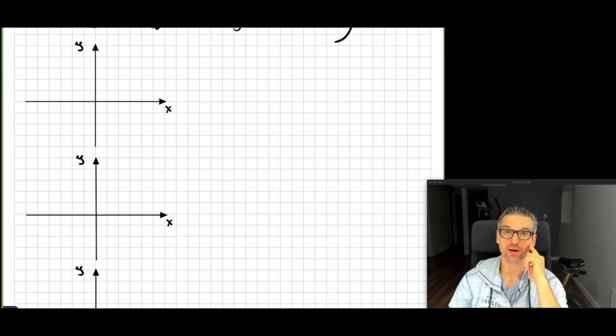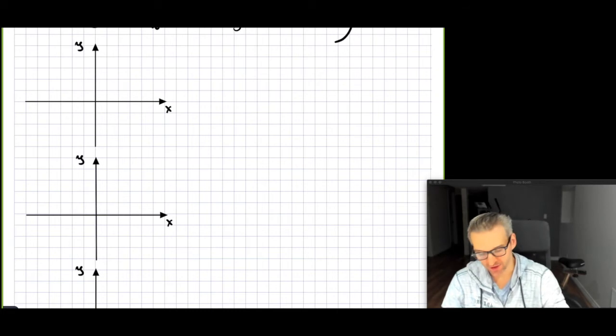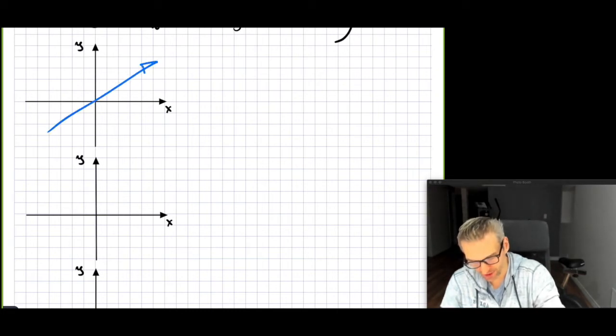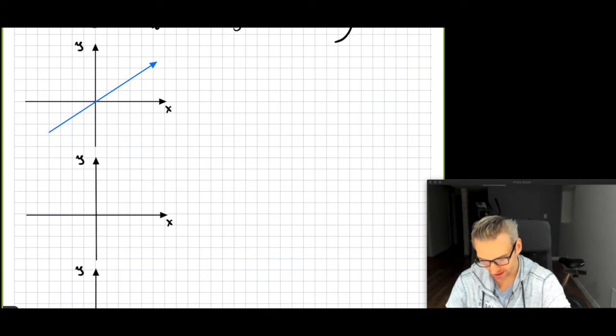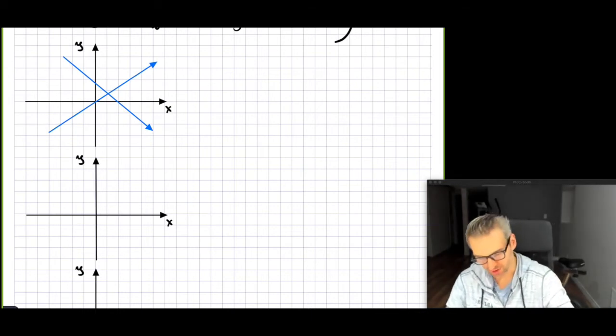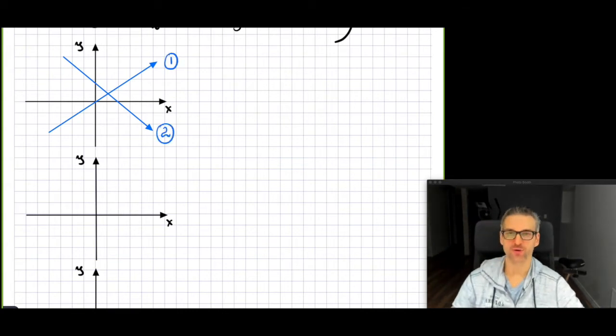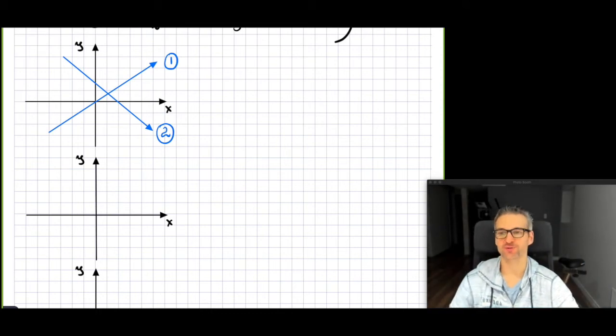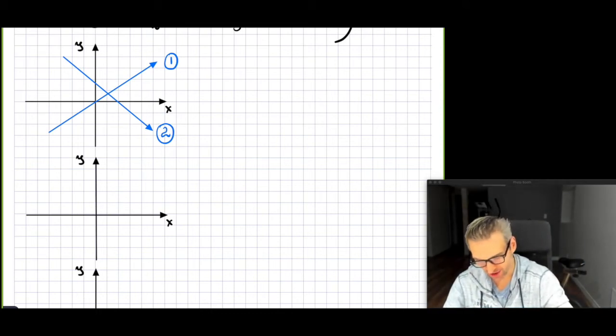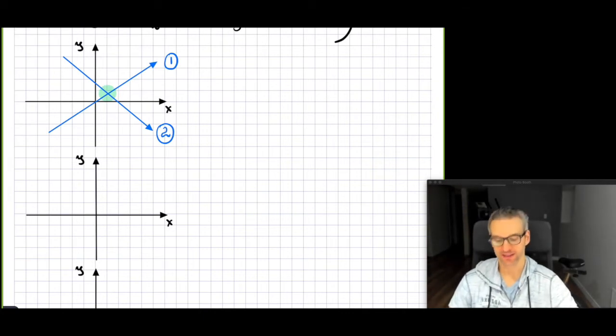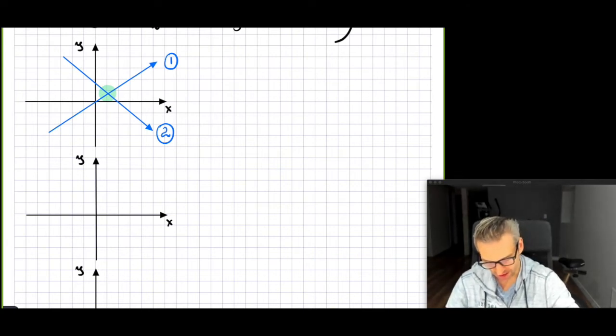Probably the most common one that you run into in school is that you can graph a line. It doesn't matter how the line looks. Let's say this is one line and here is the other line. This would be line number one and this would be line number two. That is your linear system. As you can see, they are intersecting in a point. That's one of the most common cases that you see throughout school: the intersection is just a single point.